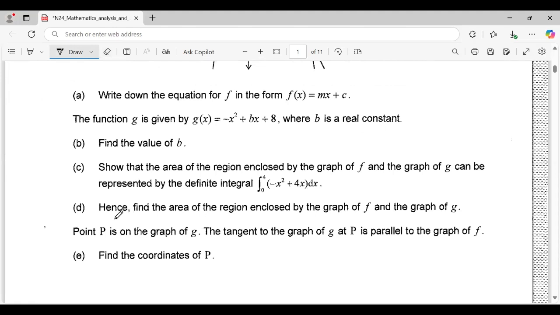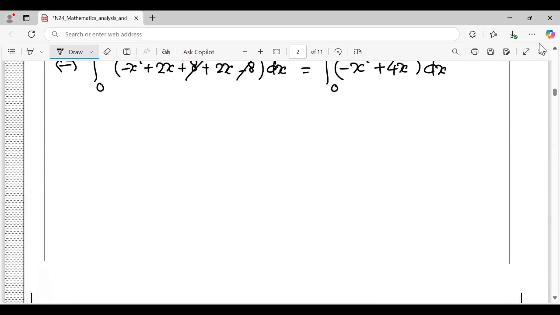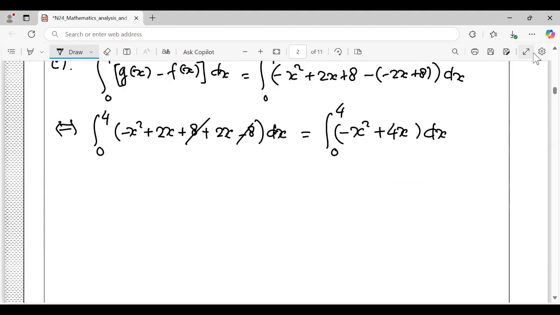Same with this one. Hence, find the area of the region enclosed by the graph of f and the graph of g. We are going to calculate the area. So the integral from 0 to 4 is the area.